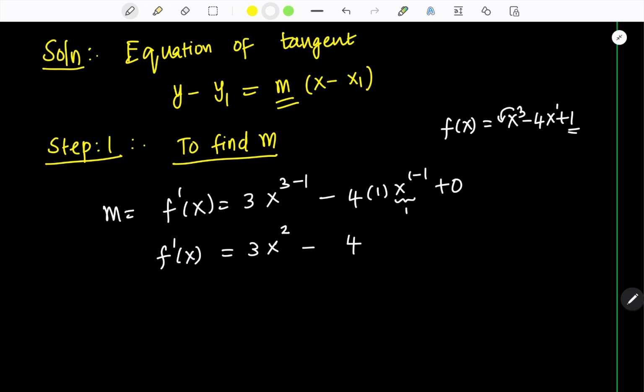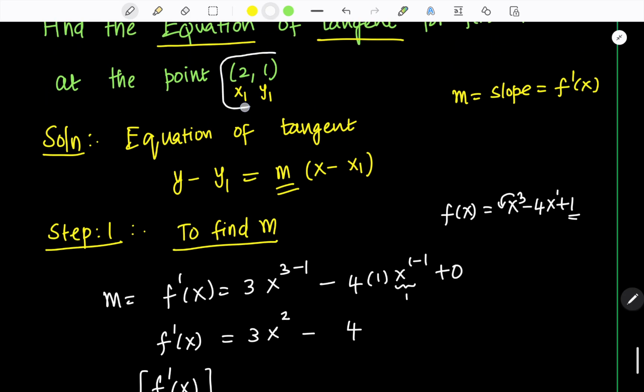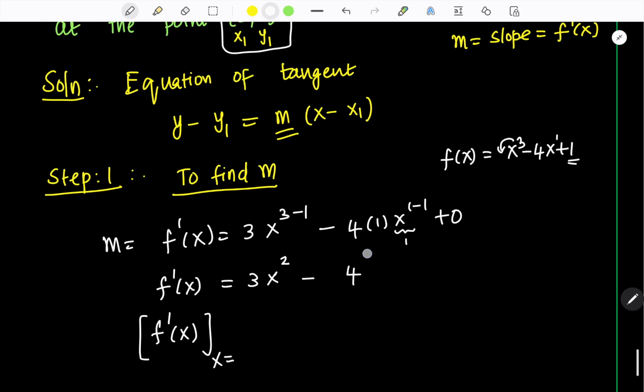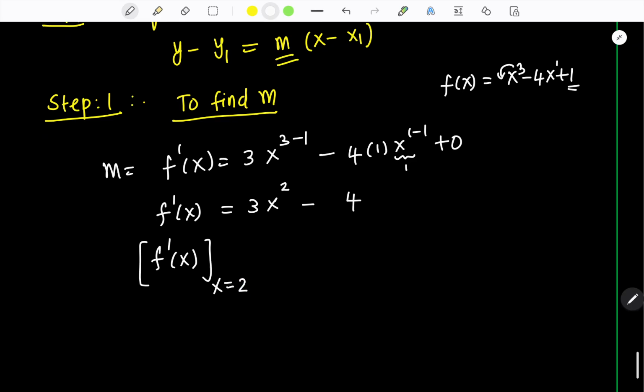Slope means it's a value. So you are going to find f dash of x at x equal to, what is the point given? The point is 2 comma 1. So your x is 2, and you put x equal to 2. So this equals 3 times 2 square minus 4. You can use the calculator: 3 into 4 is 12, and 12 minus 4 is equal to 8. So this is your m.